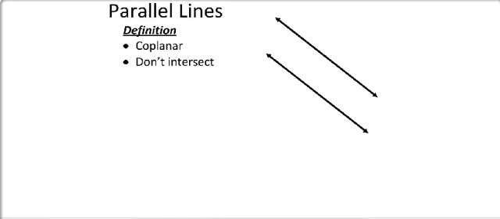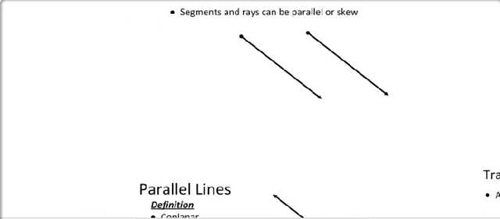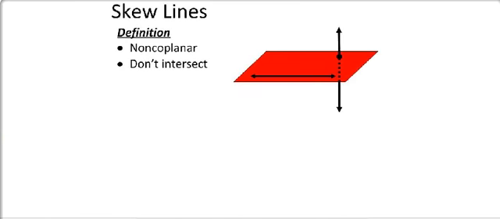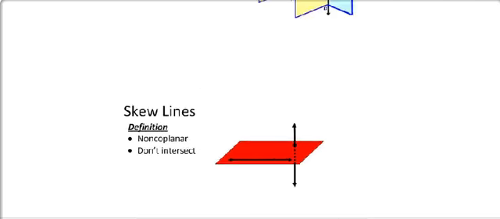Here's a quick recap of Chapter 3. We started with parallel lines and planes, and we defined parallel lines as being coplanar lines that don't intersect. Then we said that segments or rays can also be parallel, or they can be skew. What are skew lines? They are non-coplanar, and they don't intersect. So they're not parallel because they're not in the same plane.